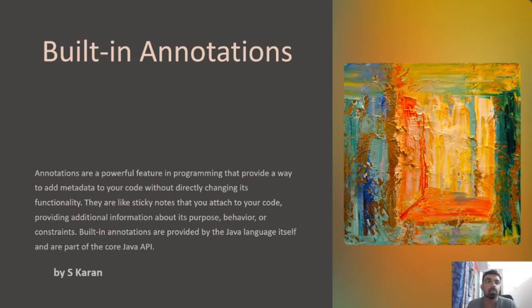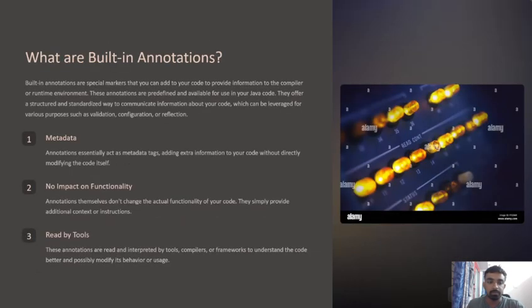Hello everyone, we are going to talk about built-in annotations. Annotations are a powerful feature in programming that provide a way to add metadata to your code without directly changing its functionality. They are like sticky notes that you attach to your code, providing additional information about its purpose, behavior, or constraints. Built-in annotations are provided by the Java language itself and are a part of the core Java API.